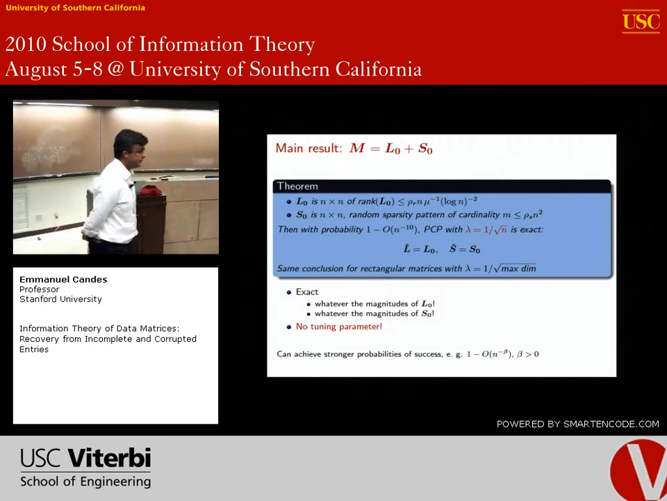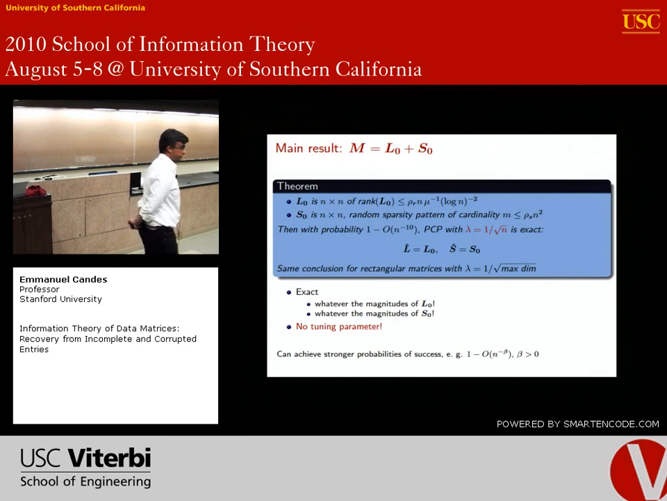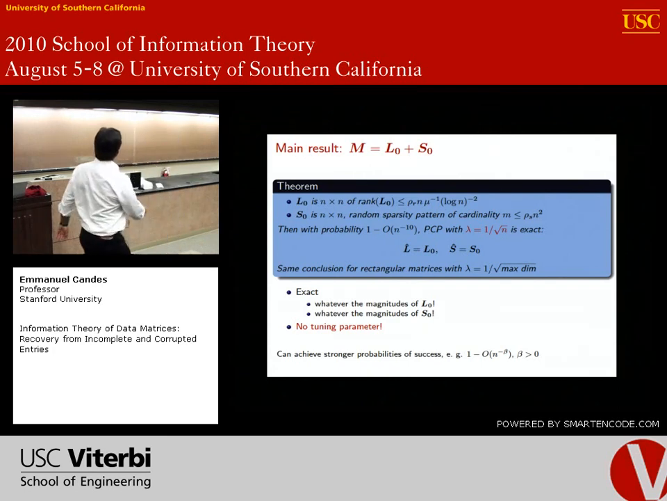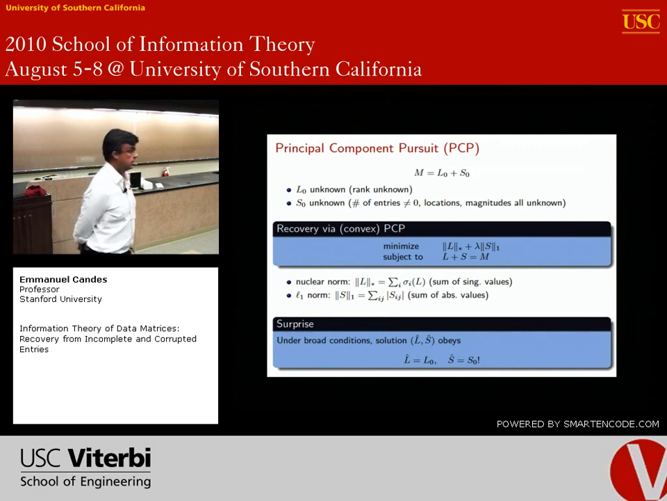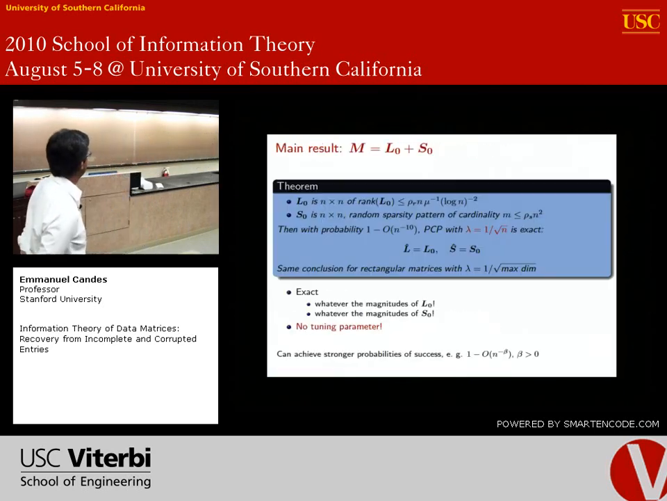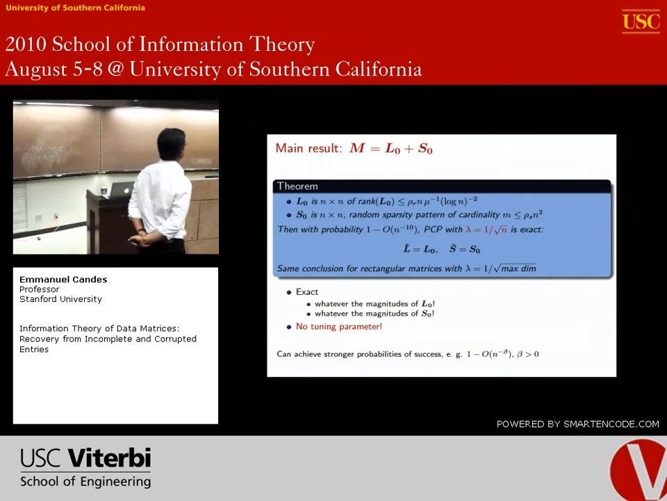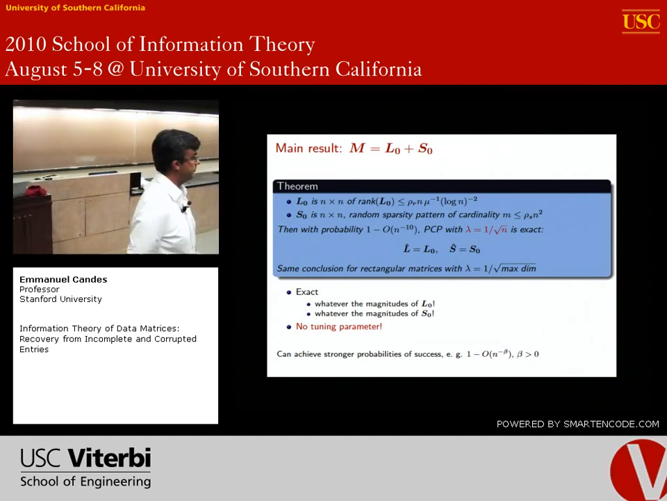This holds no matter what the magnitudes of L0 are, no matter what the magnitude of S0 are. It holds no matter what. What I like about this result is that you can always run it. There's nothing you don't know that you need to solve this optimization problem. Lambda is universal, 1 over square root of the dimension, and this will correct the errors exactly. If the matrix was rectangular, the scalar you have to choose is 1 over square root of the maximum dimension. So it works all the time with very high probability, and there are no tuning parameters. You just run this convex program, and it will find those entries that have been corrupted.